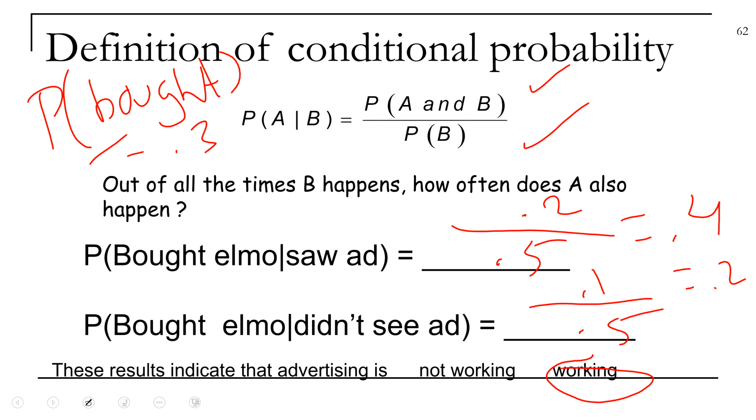One way to think of this is think of an auditorium full of people. And you say, how many people in here bought a doll? 30% say we bought the doll. Now you say, okay, everyone who saw the ad stay, everyone else leave. So you have a room full of people who just saw the ad. Out of you who saw the ad, how many bought the doll? That would be 40%. If you did the same exercise where you just had the people who did not see the ad stay, you say how many bought the doll, that would be 20%. So there's a difference.